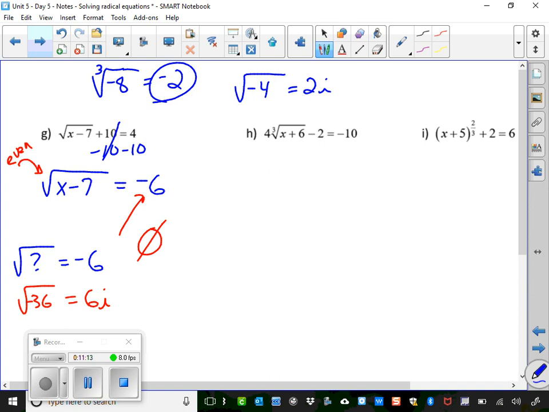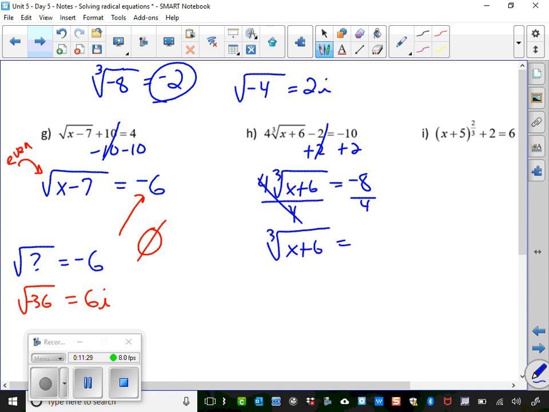All right, so let's do letter H. So my cleaning on letter H, I have to add 2 to both sides. So I still have 4 cube root x plus 6 equals -8. All right, so I'm going to divide by 4. So I have the cube root of x plus 6 equals -2.